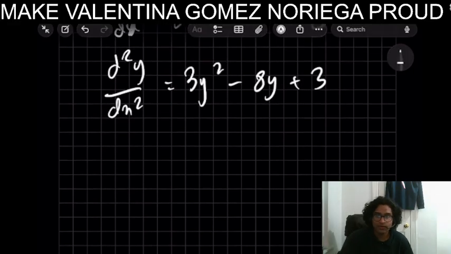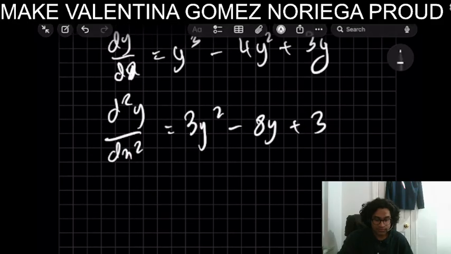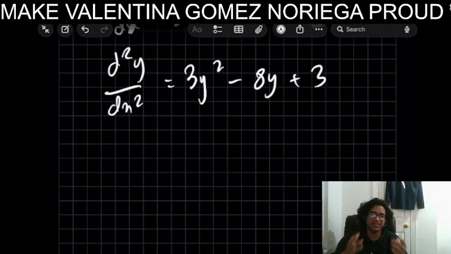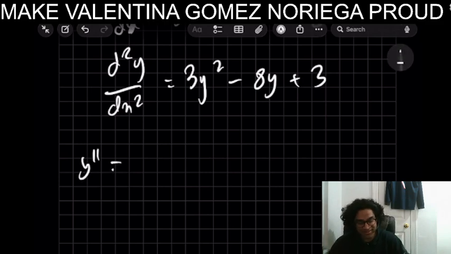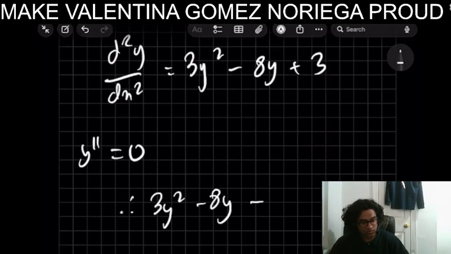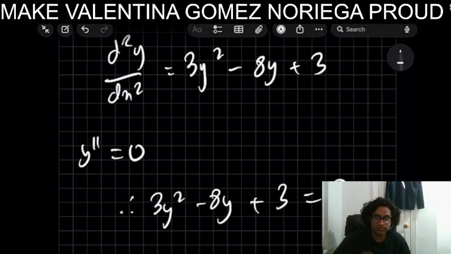Cool? And so that is your d square y by dx square. And also we need to check the concavity, y prime prime is equal to 0. So which means we're going to have 3y square minus 8y plus 3 is equal to 0, right? This will be the equation.